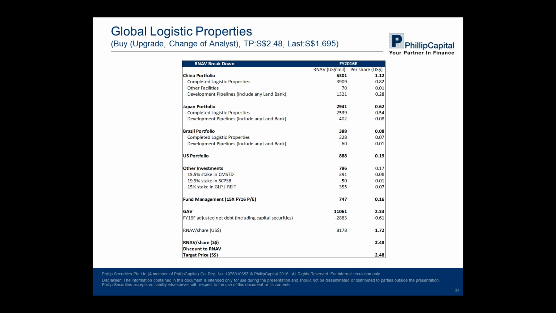It's actually another company that's listed in Shenzhen. So if you total up everything, including the fund management platform, we get a gross asset value of 11.1 billion, which is equivalent to around $2.33, and minus away the net debt position. In this case, we reclassified these capital securities, which are a form of perpetual securities, into debt. So with that, we get an RNAV per share of US$1.72. And when converted back to Singapore dollars, we get $2.48.